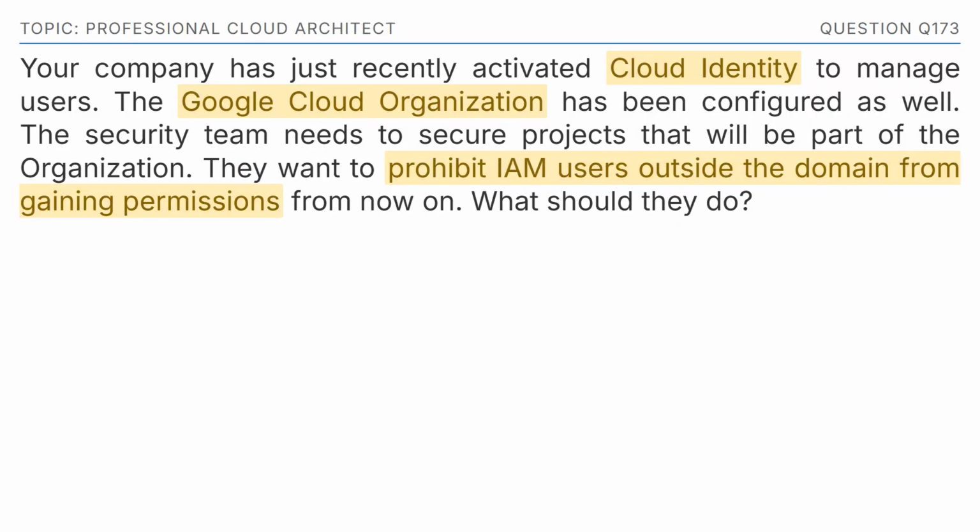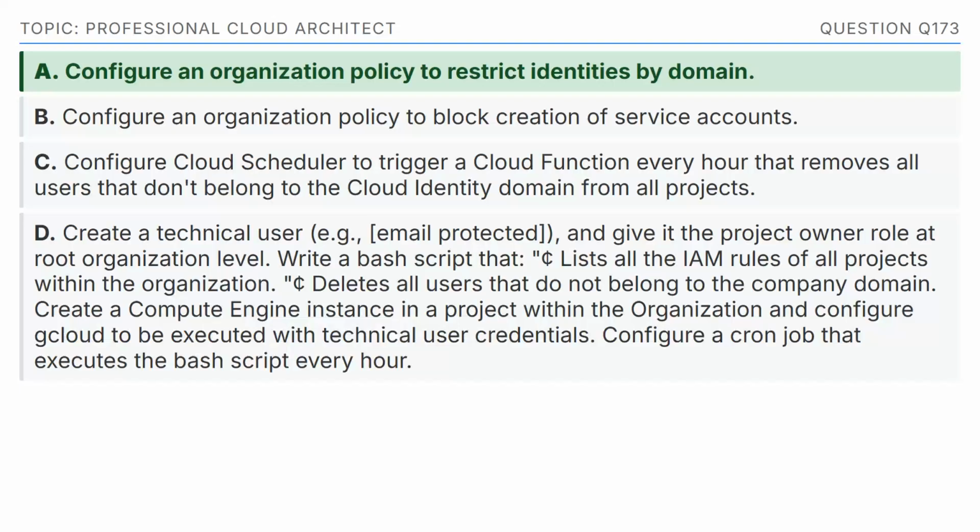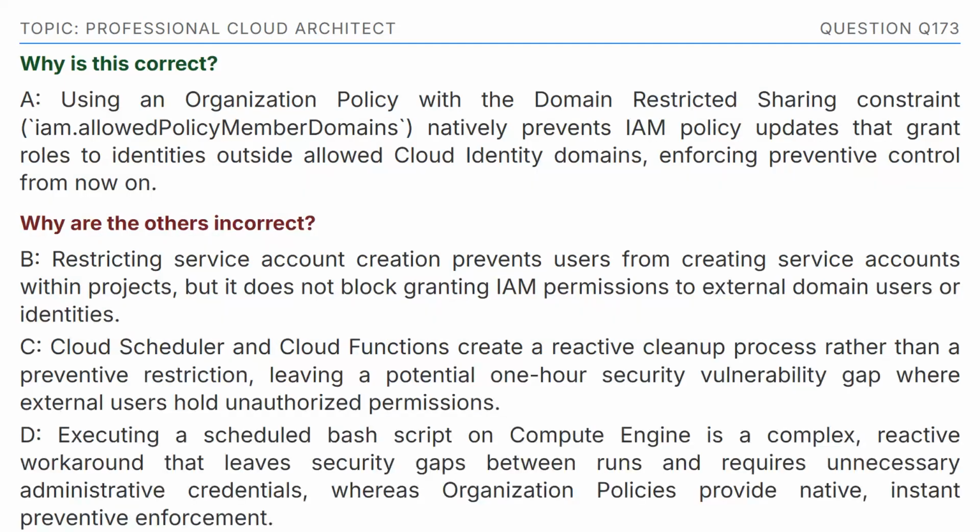To arrive at the correct answer, we focus on the keywords: Cloud Identity, Google Cloud Organization, prohibit IAM users outside the domain from gaining permissions. The correct answer is option A, configure an organization policy to restrict identities by domain. Why is this correct? A. Using an organization policy with the domain restricted sharing constraint, iam.allowedPolicyMemberDomains, natively prevents IAM policy updates that grant roles to identities outside allowed Cloud Identity domains, enforcing preventive control from now on.